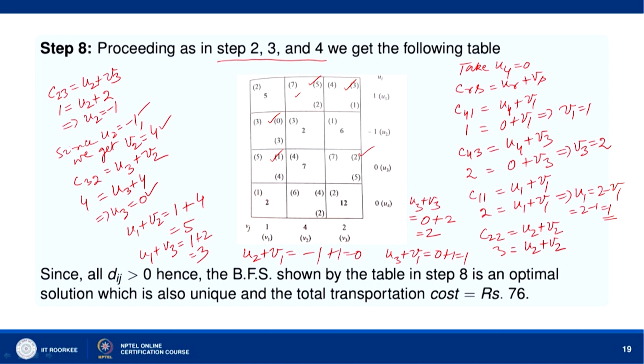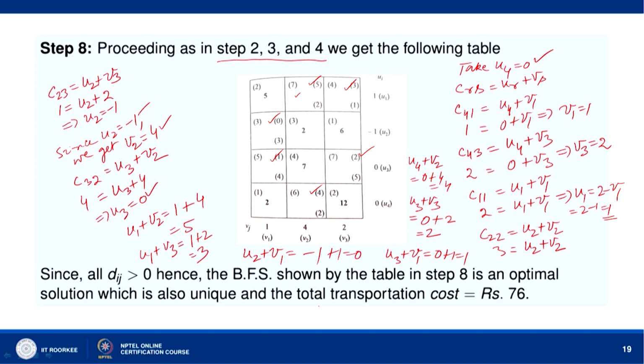Now, this is an occupied cell, this is an unoccupied cell. So, fourth row and second column. So, U4 plus B2, U4 is equal to 0. Okay, U4 equal to 0, B2 equal to 4. So, we get 4. So, this is 4. Okay. Now, we have got the Ui plus Bj for all unoccupied cells.